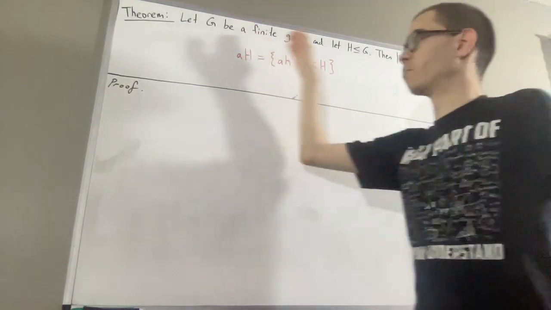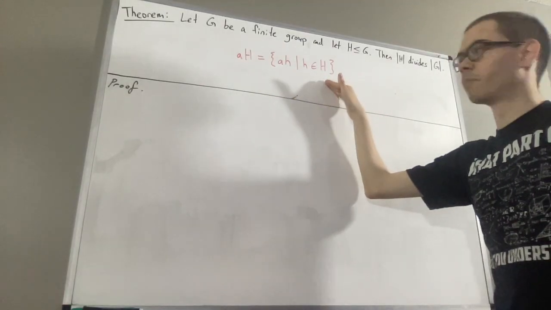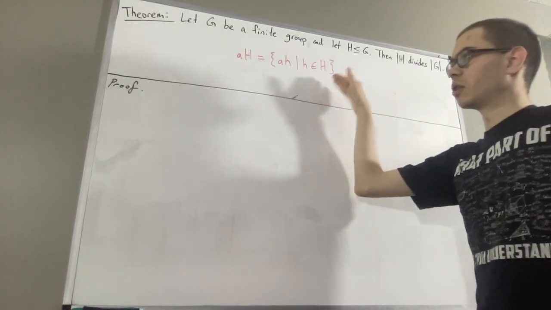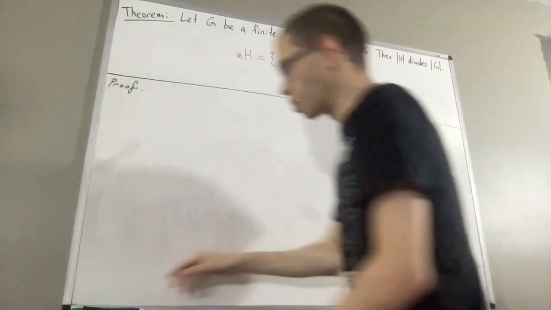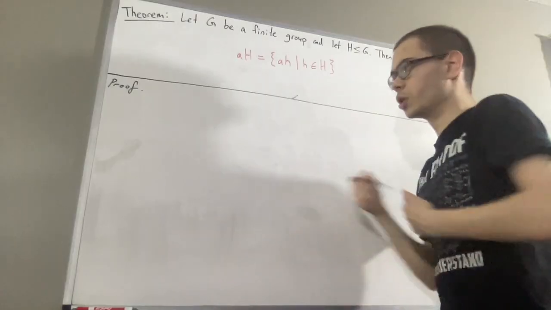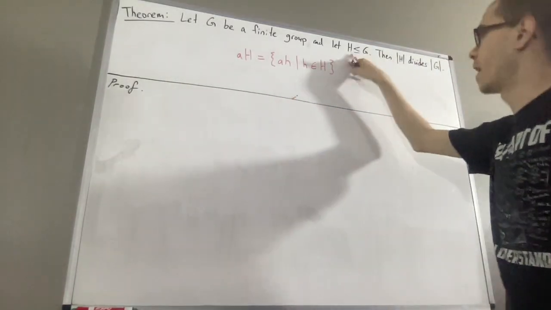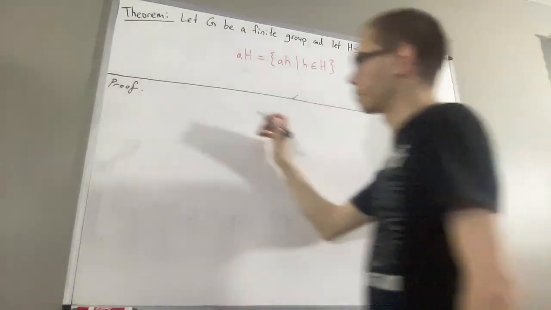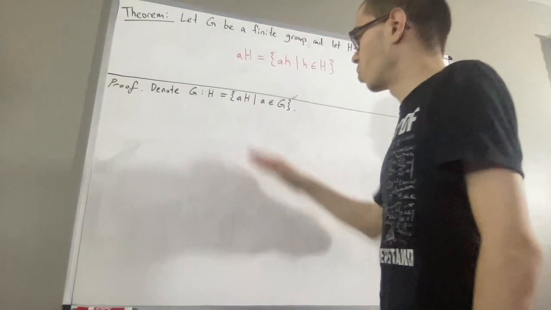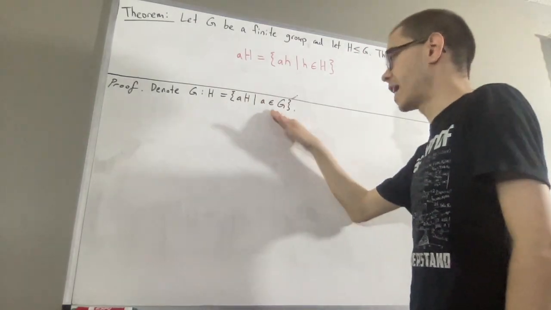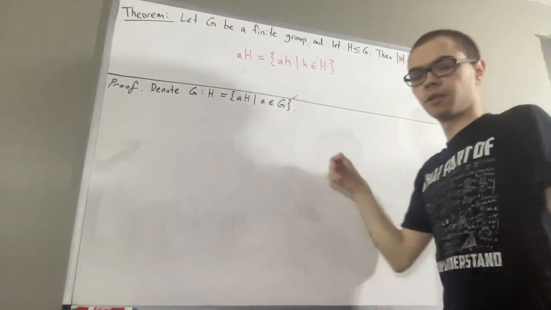So in proving this theorem, we are going to be using a lot of properties about sets of this form. So now, let's get into proving this theorem. To start the proof, we are going to denote the collection of all left cosets of H as follows. So the collection of all left cosets of H, we will call that set G colon H.